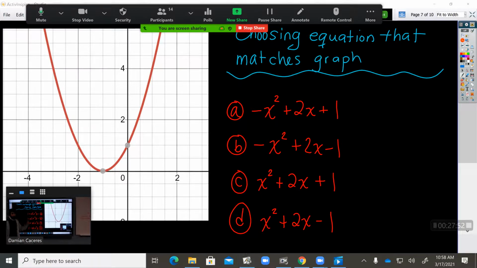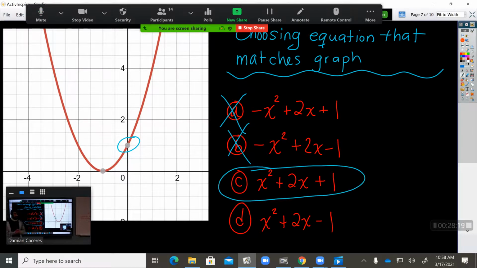So, first off, look at the leading coefficient. Does that U go up or down? Up. That means the negative in the front cannot be the answer. So A and B off the bat are not choices because those would open down. Clear? Now, between these two, which one has the correct y-intercept? What is the y-intercept? +1. Which one has a +1? C. Done. So you don't even need to do work on these. You just look at those two numbers and you can figure out which one's the answer.